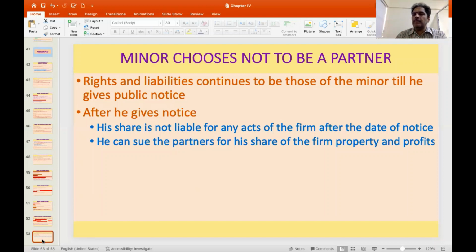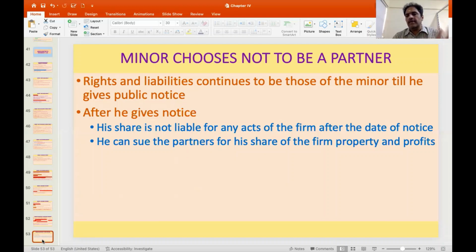If he does not give a public notice, then there are two consequences. One, he will be admitted into the partnership by default. The second thing is he will be held liable for holding out as far as the other parties are concerned. So in his interest and in the firm's interest, there has to be a notice about his choice. And that notice has to be published in accordance with section 72.